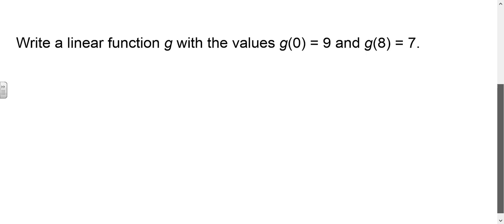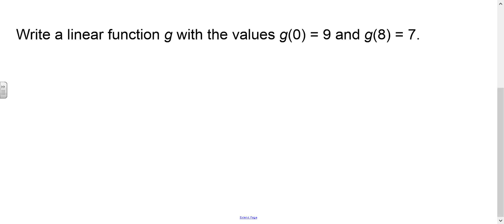So on this next problem, it says write a linear function g, so we're going back to functions, with the values g of 0 equals 9, and g of 8 equals 7. So remember, we're talking about functions again. So like I'm plugging in inputs and outputs. So if I'm looking at my first one, this is function g. Okay, so I'm taking 0 and I'm plugging it into my function g.